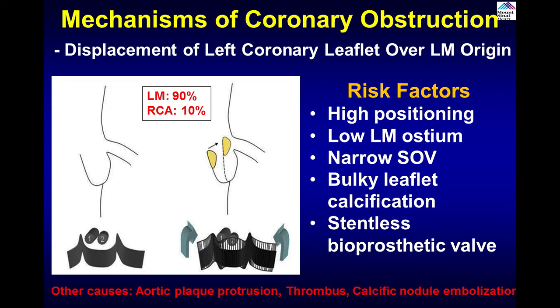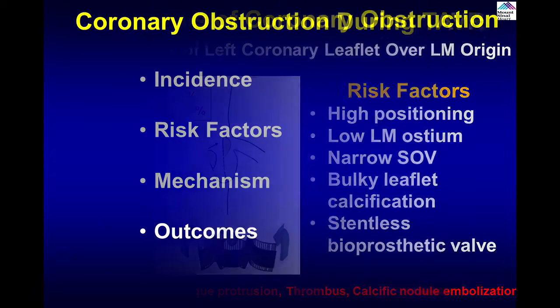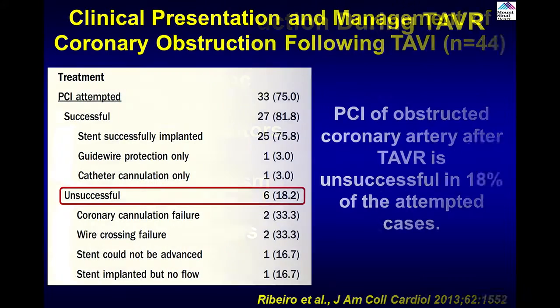Next, rare cases are aortic plaque protrusion, thrombus, calcific nodules, embolization, which is rare, but can happen. It's not uncommon when you put a valve that you see little haziness at the ostium. It could be just because of the thrombus or some plaque protrusion. But the majority of the time when you see it closed, it's because of the leaflet. Next. The outcomes, clearly. Next.